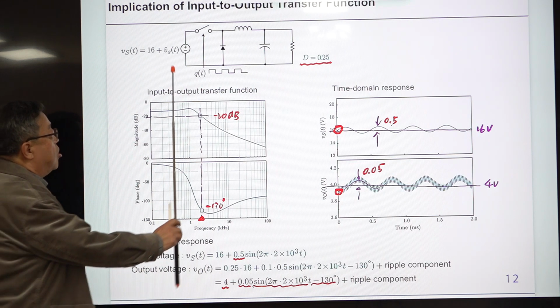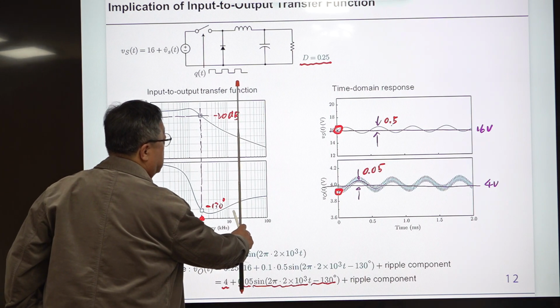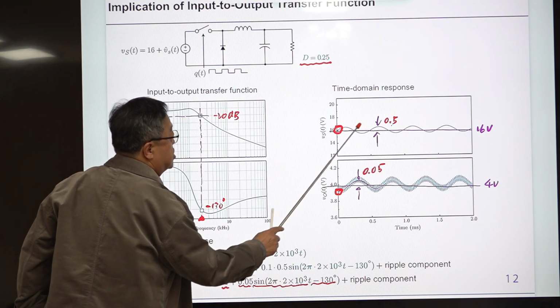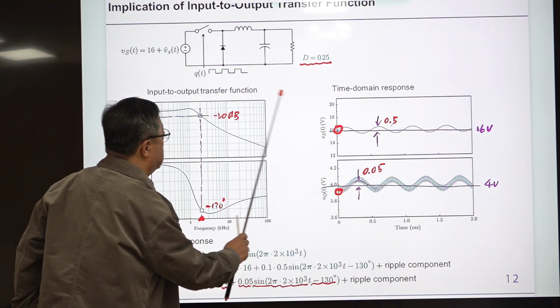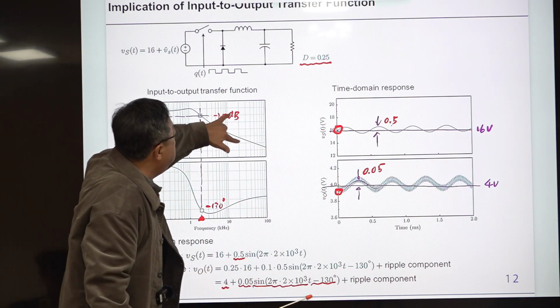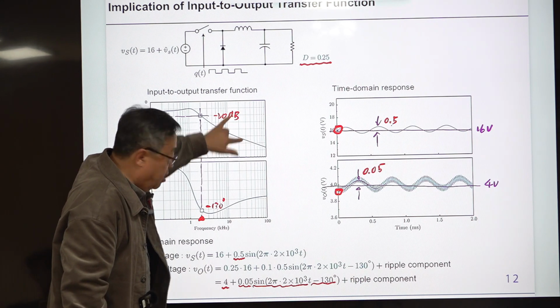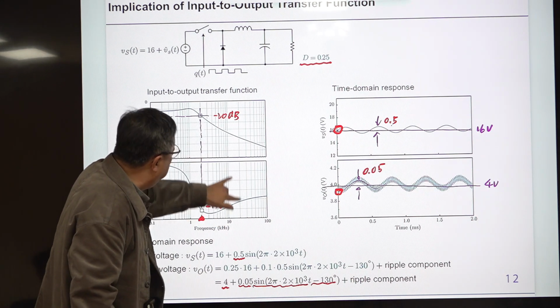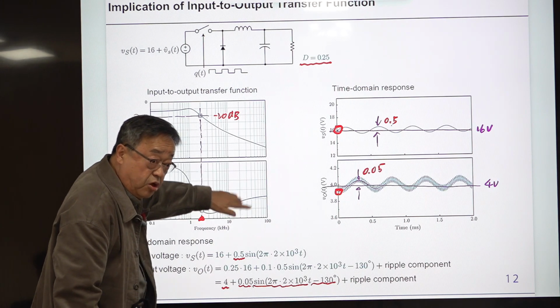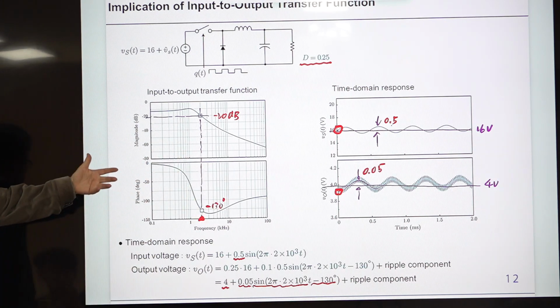Maybe you take another point here. That means the frequency of this sinusoidal variation has been changed. Then the attenuation will be increased, and the phase delay will be increased. So all the information is here, right?